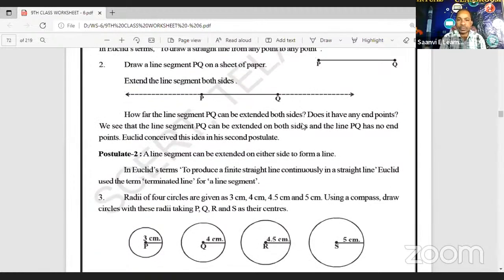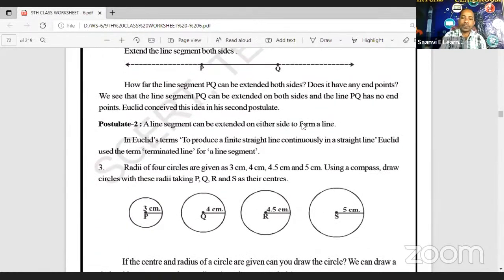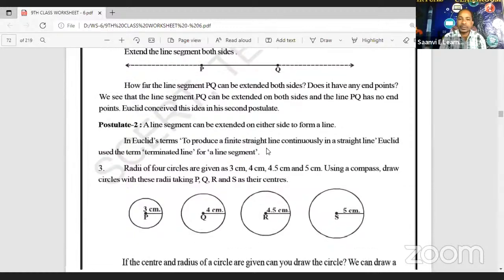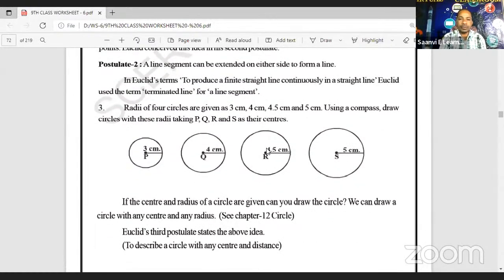So this is postulate 2. Postulate 1 is that through two distinct points we can draw only one line. Postulate 2 is that a line segment can extend on both sides to form a line. And coming to postulate 3, see, circles are given here, circles with different radii.